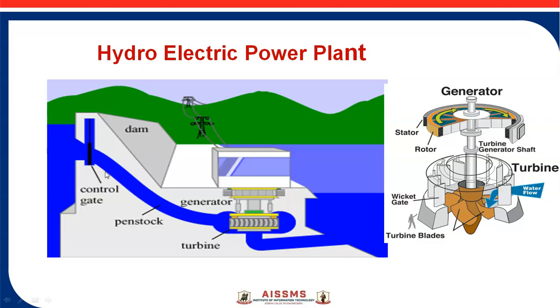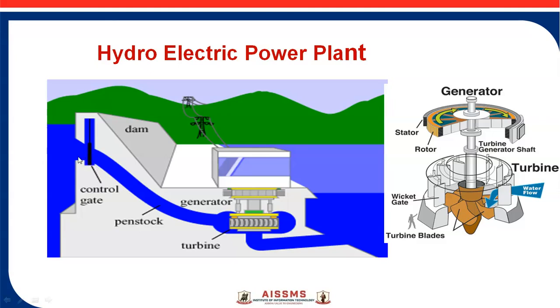Then next is the gate. This is a control gate. This gate is provided for controlling the flow of water from the reservoir to the hydraulic turbine through the penstock, and it is closed when maintenance of the system is required. This is a flow control valve we require here.